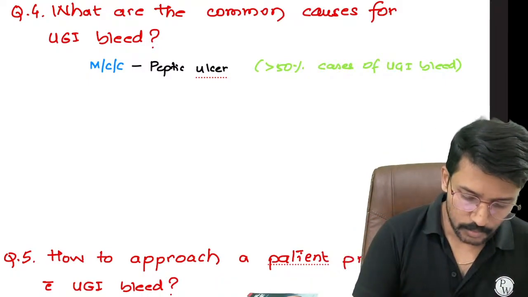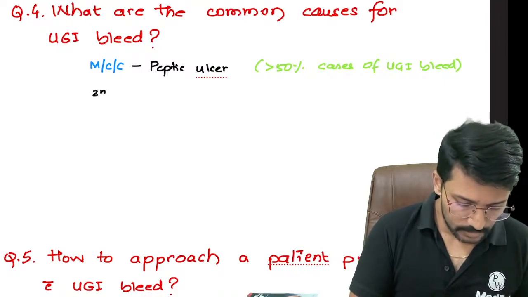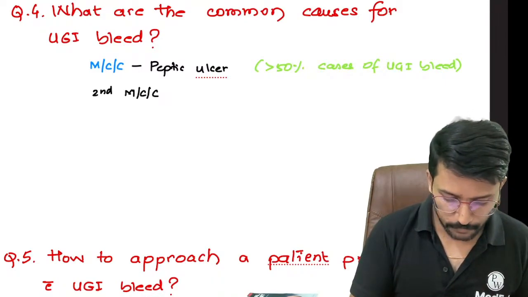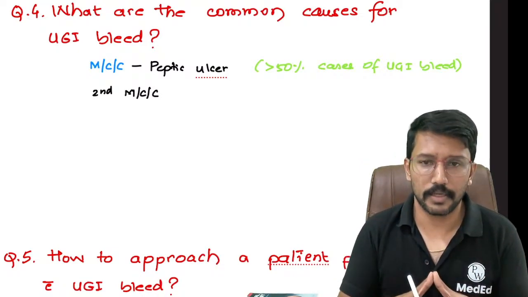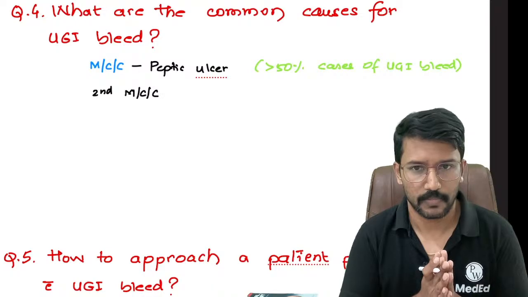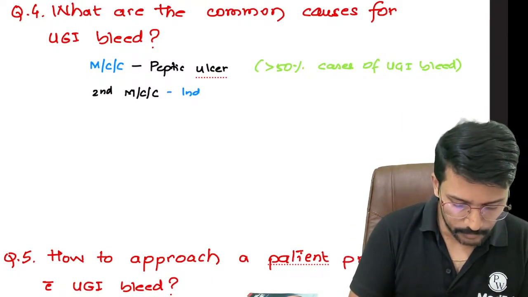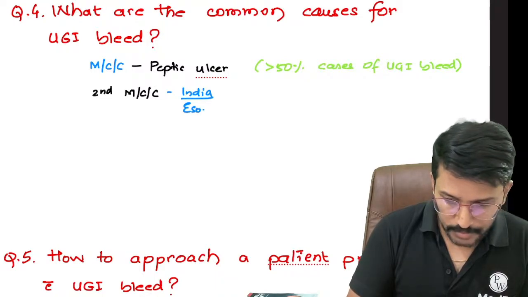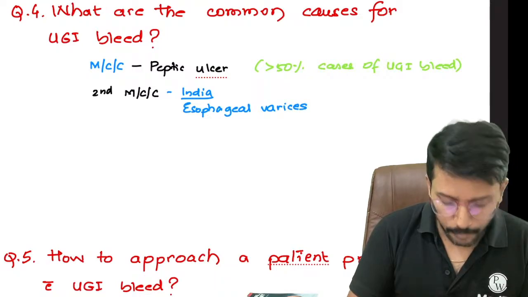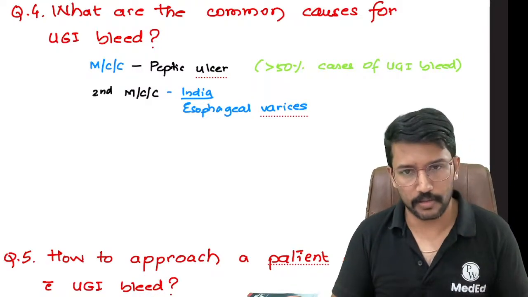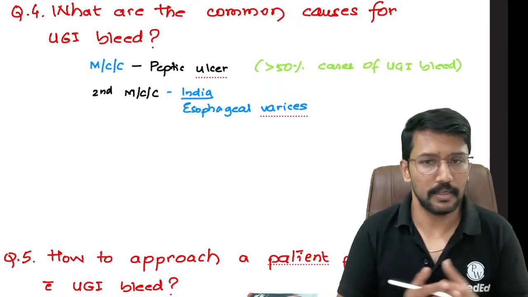Okay. Then comes the question, what is the second most common cause for upper GI bleed? Mallory-Weiss tear is an important cause, but from the context of India, it is not the second most common cause. Mallory-Weiss tear is still relatively rare. It is the esophageal varices. When it comes to India, it is the esophageal varices. Why is that important? Because we have a lot of patients with chronic liver disease because of alcoholism, who will eventually end up developing portal hypertension and esophageal varices, which can bleed, right?